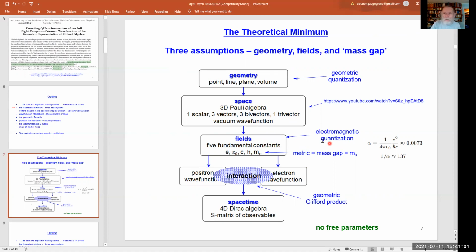For physical manifestation, we need a coupling constant, and the four fundamental constants that define the electromagnetic coupling constant permit, in various combinations, assigning topologically and geometrically appropriate flux quanta to the eight wave function components. The mass gap, the metric, we take the Compton wavelength of the electron, the lightest rest mass charged particle, and then we can model interactions with the geometric Clifford product, which both raises and lowers physical dimensions.